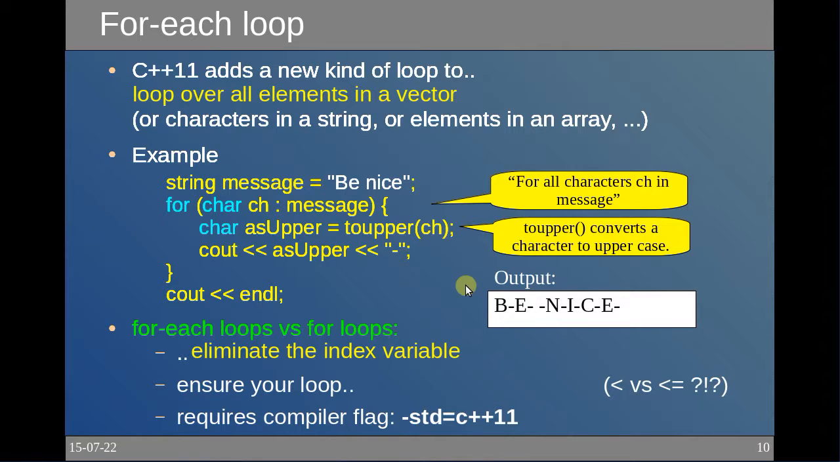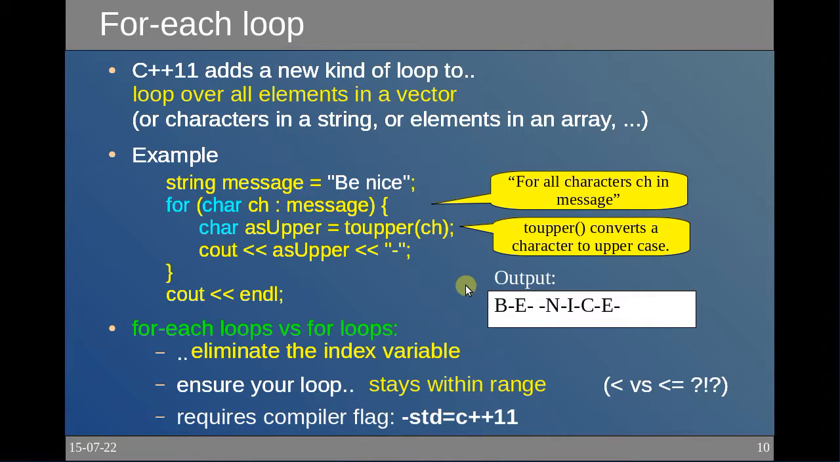The index variable, being the i in a normal for loop, for i equals such and such, we completely get rid of that variable. And by doing so, we get rid of a big possibility of a bug. We completely get rid of the possibility of your loop going out of bounds. So this ensures your loop stays within the range of the values in your container, in your vector or in your string.